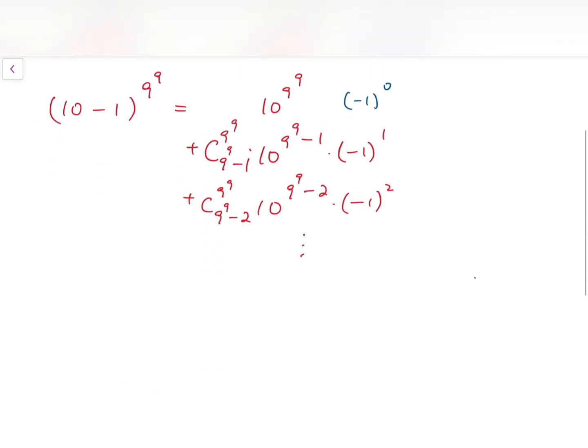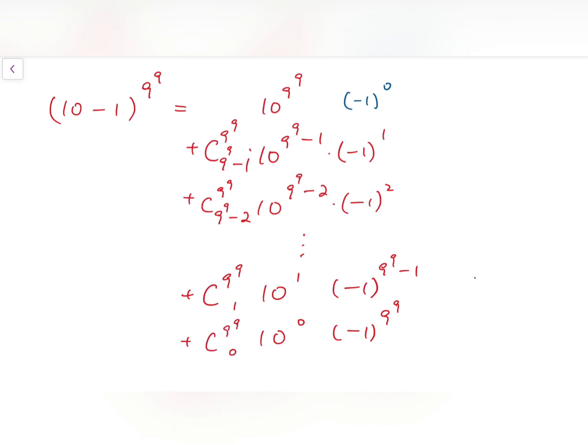And we'll just keep iterating until the exponent of 10 becomes 1, and then for that of minus 1, it becomes 9 to the power 9 minus 1, and the last one is 0, and minus 1 takes up all of 9 to the power 9. While for the binomial coefficient, the second last term is 9 to the power 9 choose 1, and the last term is just 9 to the power 9 choose 0. Again, that can be ignored because it's just simply 1. In fact, I've even omitted that of the first term, but that's fine.